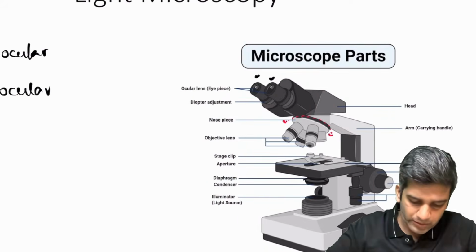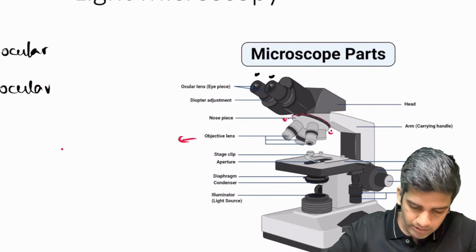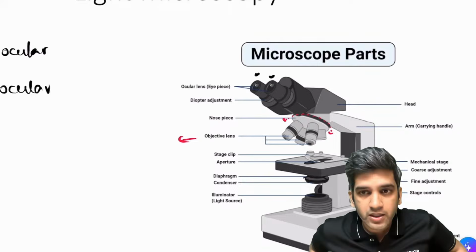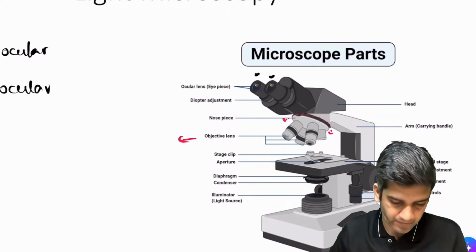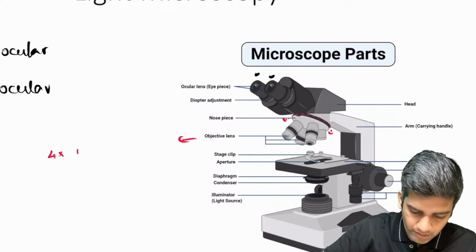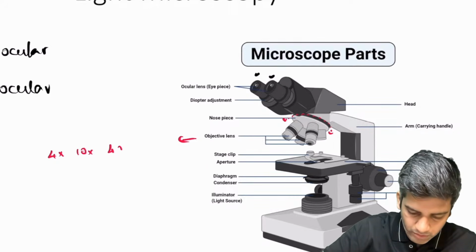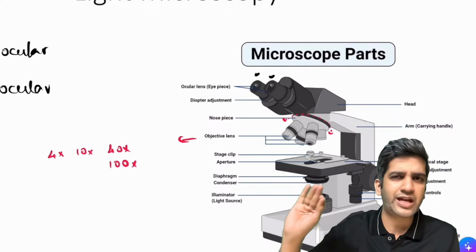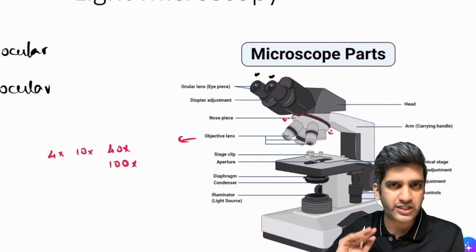Most of the microscopes will have 2 objective lenses. Okay, so yours is only 2. You have 4x, 10x, 40x, and 100x. These are general, normal microscopes. If it's a good standard quality microscope, you'll have these 4 objective lenses.